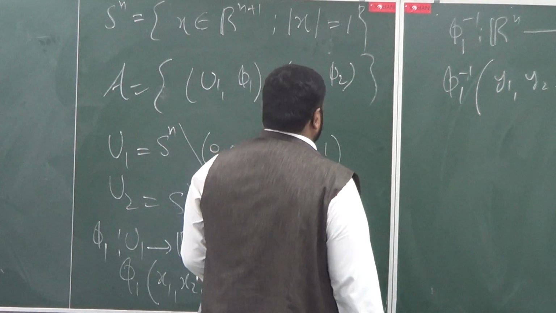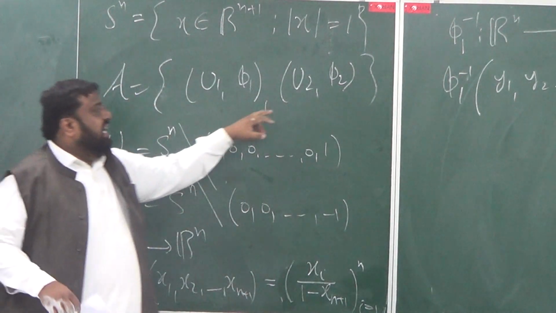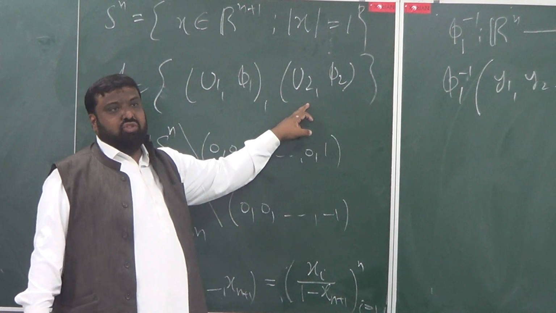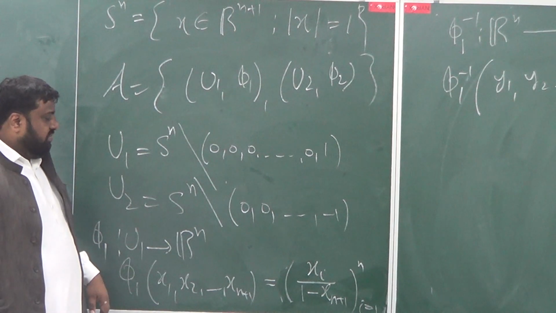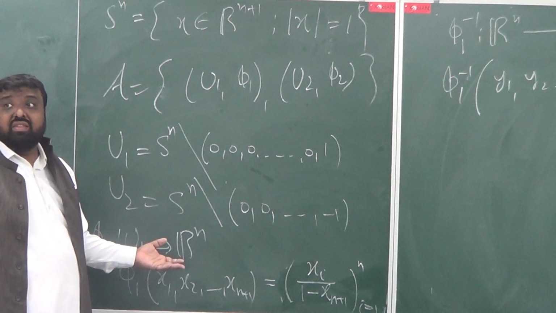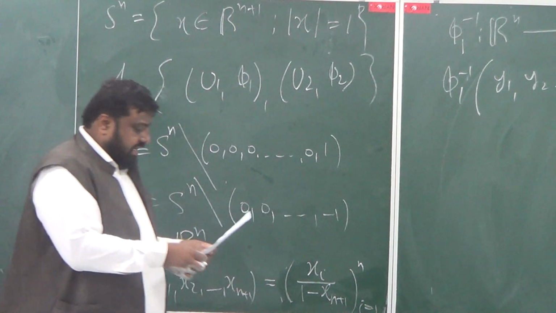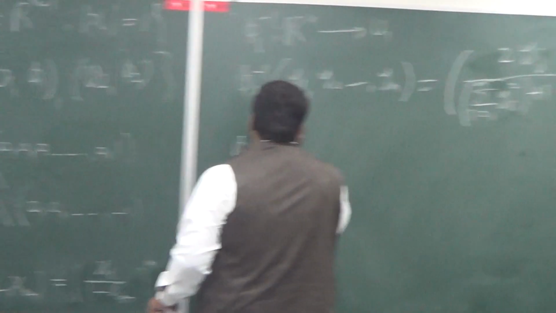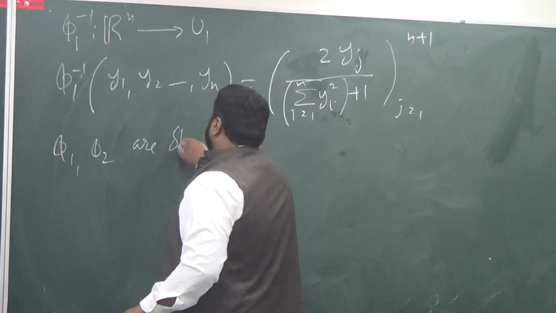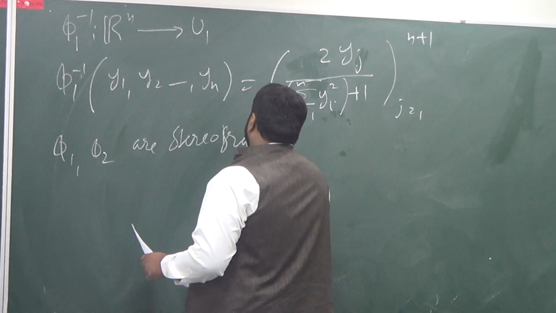So we have one chart just like that. And have a guess for this chart. Just do the same for the south pole. Plus I can easily define it. Okay. So what does this show? This shows that these phi 1 and phi 2 are basically called the stereographic projections.